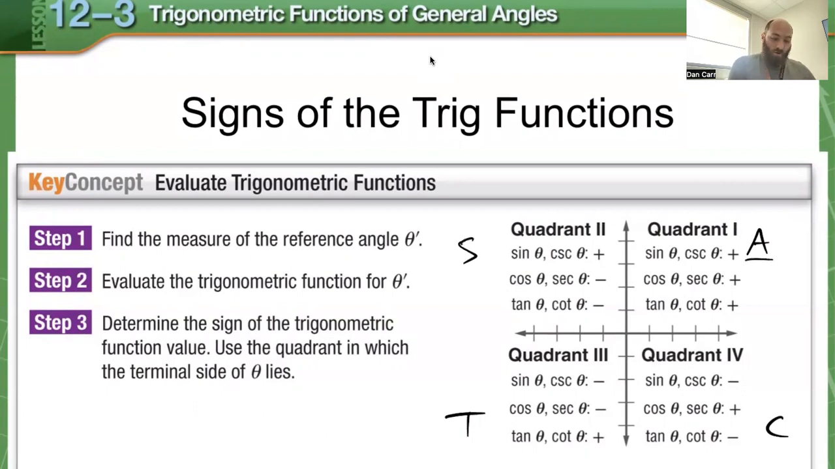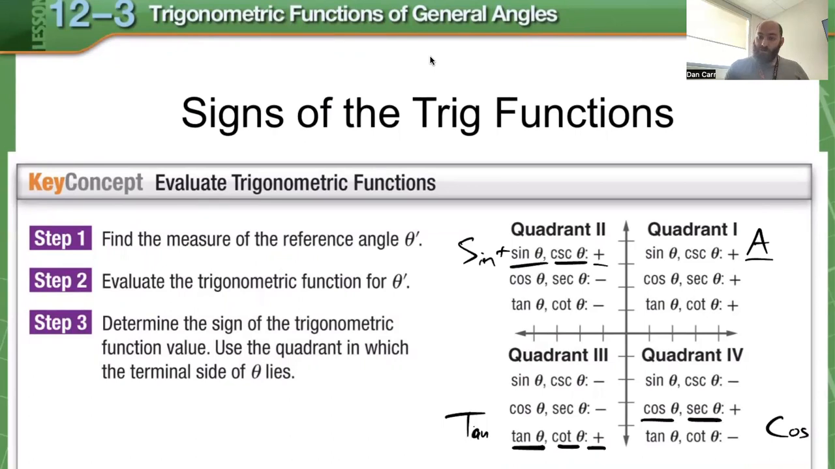In the second quadrant, only sine is positive, which is what we're saying with this one. Since cosecant is the reciprocal of sine, cosecant is also positive. So they're both going to be positive in that one. All Students Take Calculus, so that is tangent here. Tangent and cotangent are the only positive ones in the third quadrant. The fourth quadrant, that's cosine. So only cosine and its reciprocal secant are positive in the fourth quadrant.